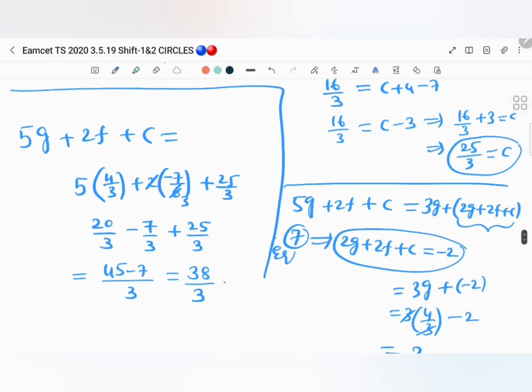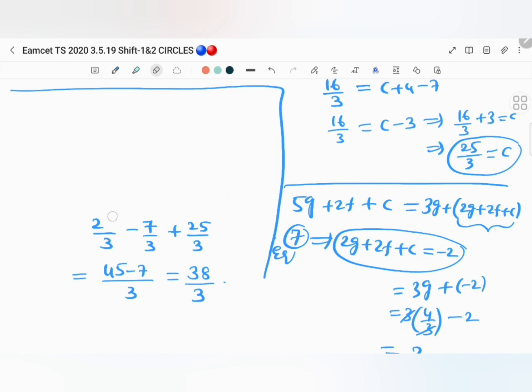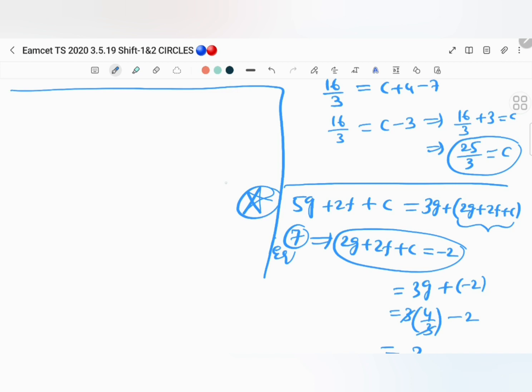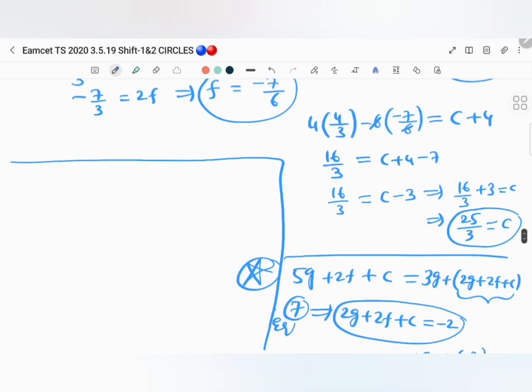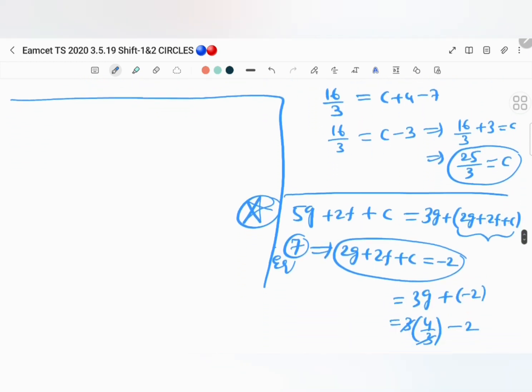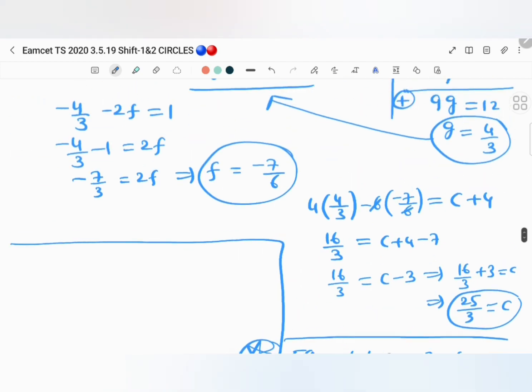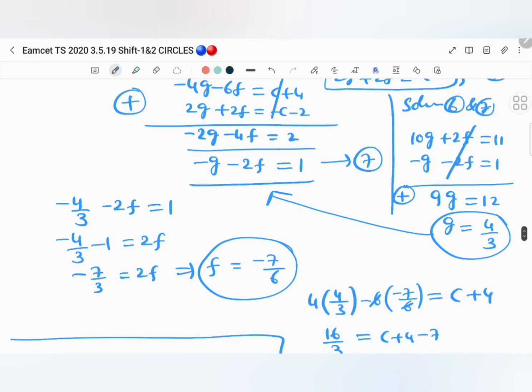So we can erase it. So consider now 5z plus 2f plus c. We can write it in terms of whatever we require. So 3z plus 2z plus 2f plus c. 2z plus 2f plus c from equation 7, this value is minus 2. So, minus 2, 3z value, z value 4 by 3, here it is there. You can get it.